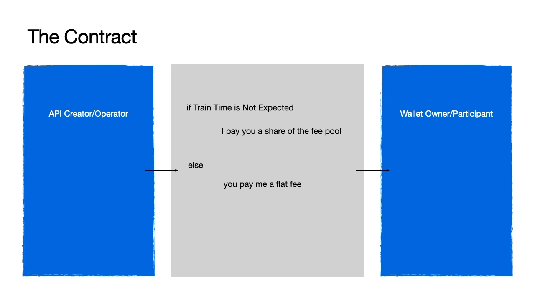And the contract in just very pseudocode terms is extremely simple, and I think illustrates well the value of the Agoric smart contract system, which is just that the wallet owner and participant can hold this object. It's just a simple object which dictates some terms, and the terms are, if the train time is not expected, then I, the API operator, will pay you a share of the fee pool. Else you pay me a flat fee.